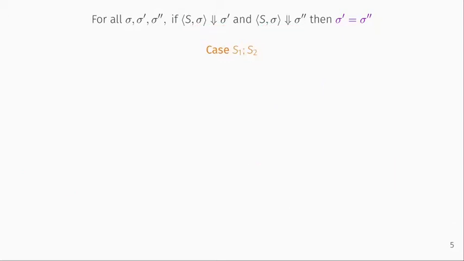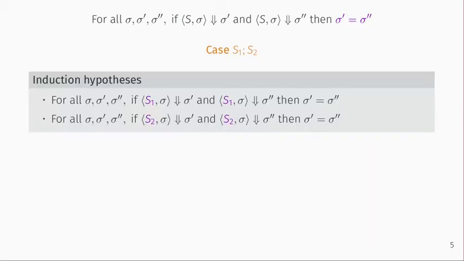Now we move on to a more interesting case, which is the case of the sequence, and here we can assume the following induction hypotheses, one for each substatement. The first hypothesis says that if we have two derivations for S1 under the same initial state, then the final states have to be the same, and the other is the same thing but for S2. So we want to prove this property above in the case in which S equals S1 followed by S2.